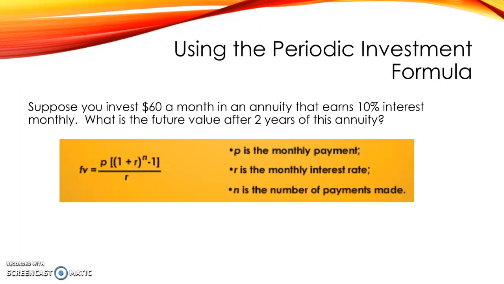All right, suppose we're investing again $60 a month in an annuity. This time it's earning 10% interest. What will it be worth after 2 years? Well, if we look at this, the principal is 60. The interest rate, notice it says 10% interest monthly, so 10% is our interest rate. Number of payments, this is 2 years, so there should be 24 payments.